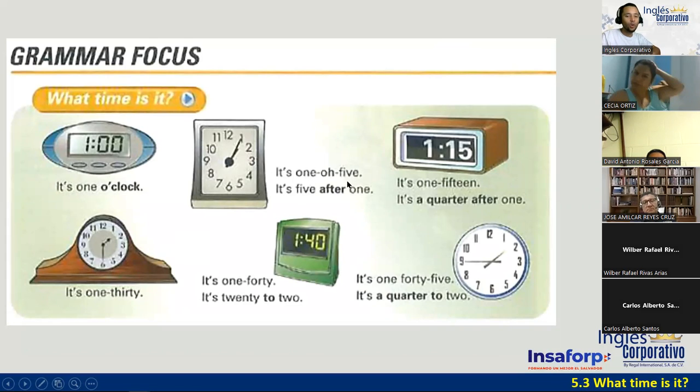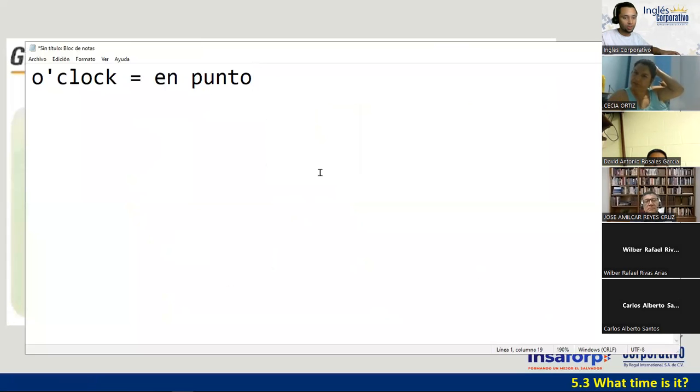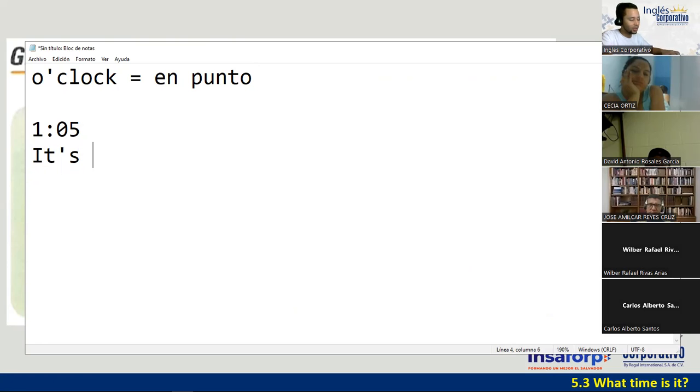Dice, it's 1:05. Vean, pongámoslo aquí. Como se acuerdan ustedes que habíamos mencionado, cuando decimos números que están como en clave, es decir, que no son cantidades reales, cuando está el cero, decimos O y no decimos zero. En inglés se dice it's, por cierto, cuando uno dice la hora que es, comienza siempre con esto. It's 1:05.